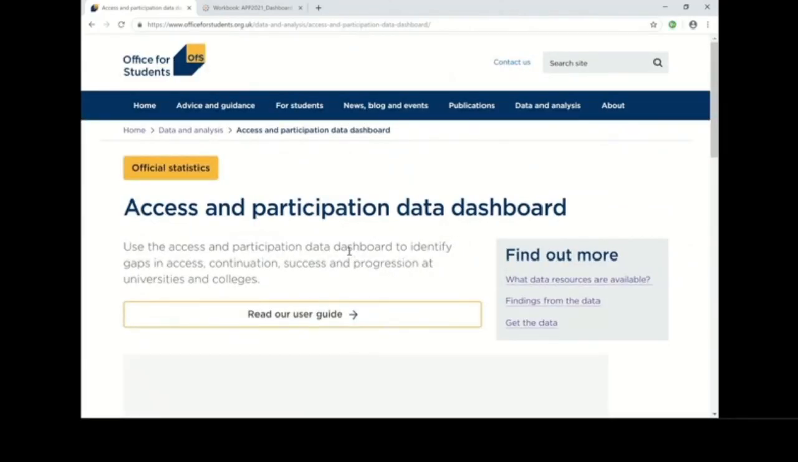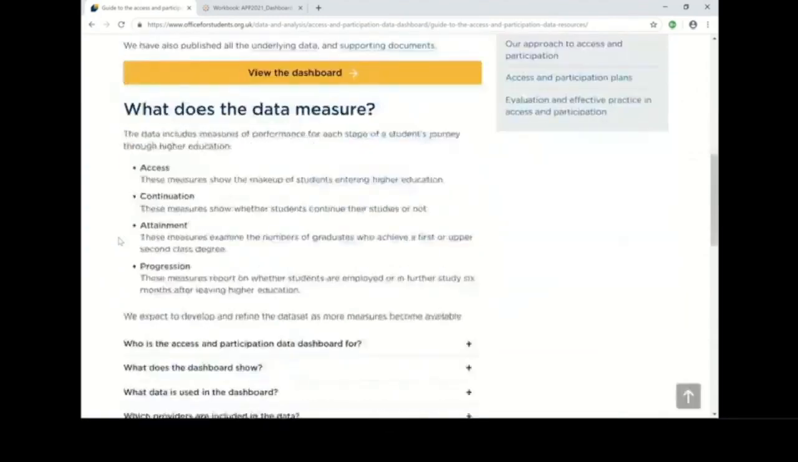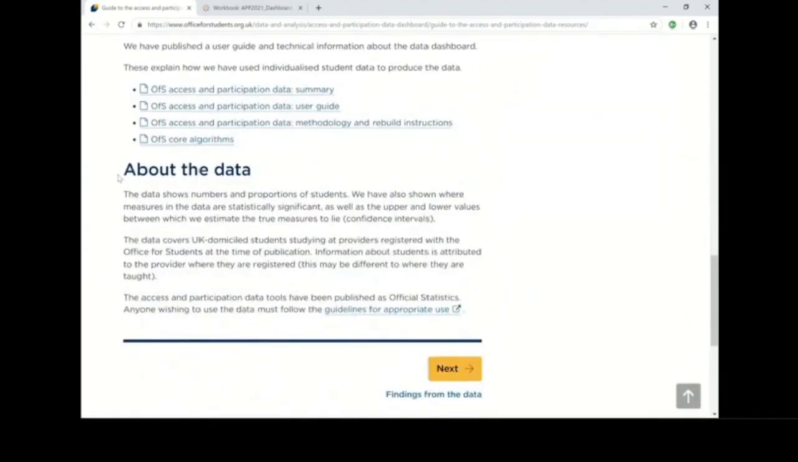Before we get into the dashboard itself, you can find out more using the links on the right-hand side. Clicking through to this section, you will find information about the dashboard and what it contains. Of particular relevance to this video are the links to documentation about the dashboard. In the user guide, you will find information about how to use the dashboard and the accompanying data files that are available from the Office for Students.